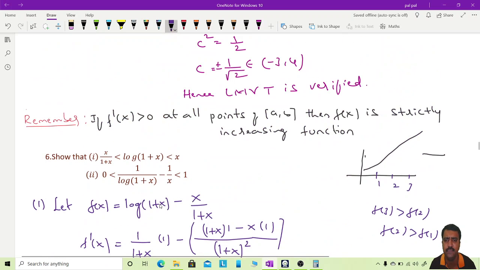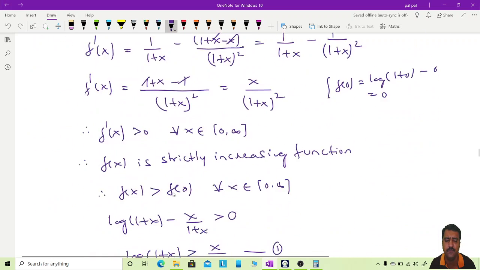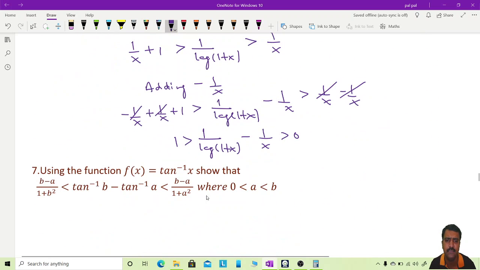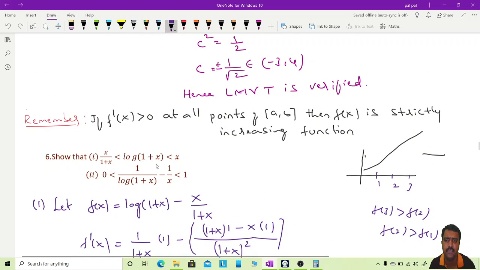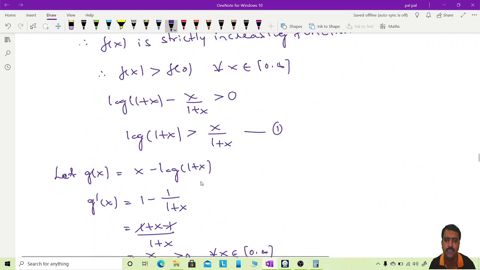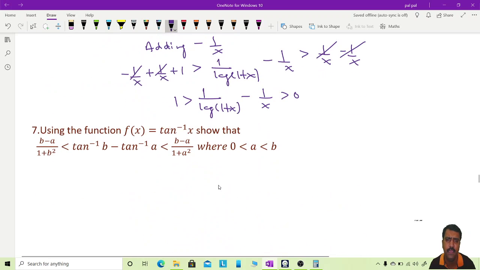What is the second result? 0 is less than 1 by log of 1 plus x minus 1 by x, and this is less than 1. So that quantity is less than 1. Hence the proof.